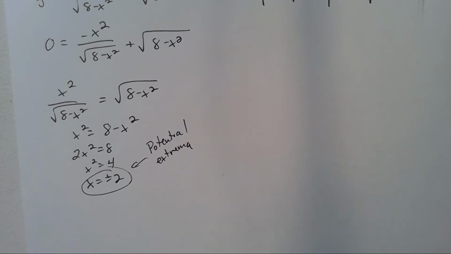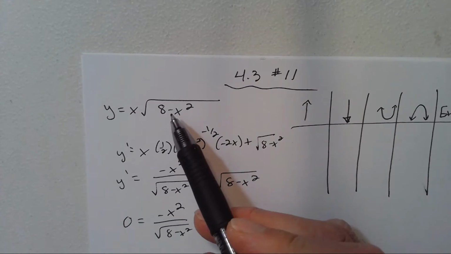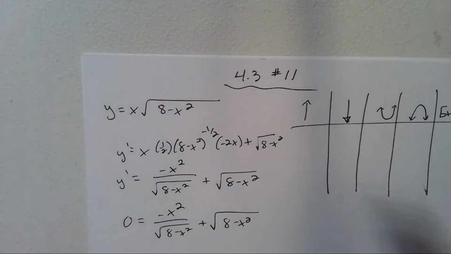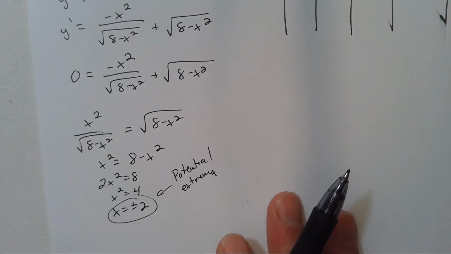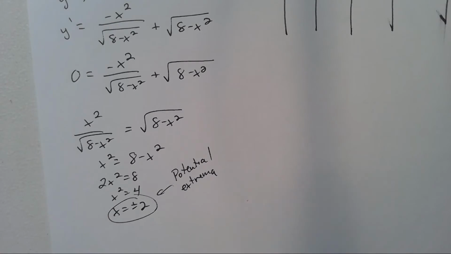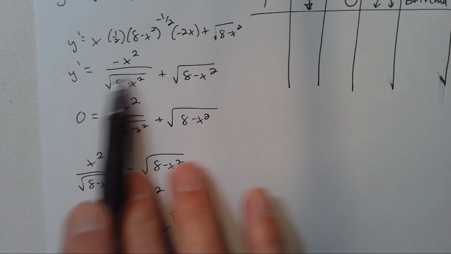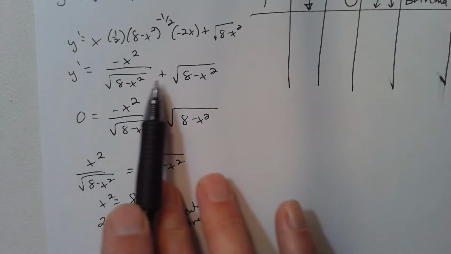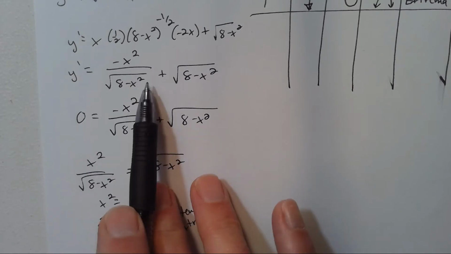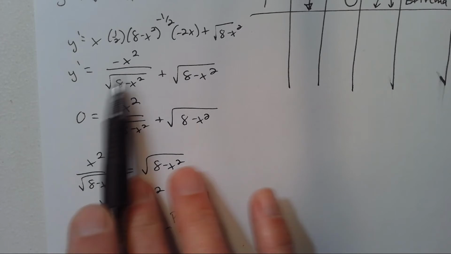Okay, so I know that there's a horizontal tangent at 2 and negative 2. And 2 and negative 2 are in the domain. So that I know. I think I'll maybe work with this in just one term and then find the second derivative.